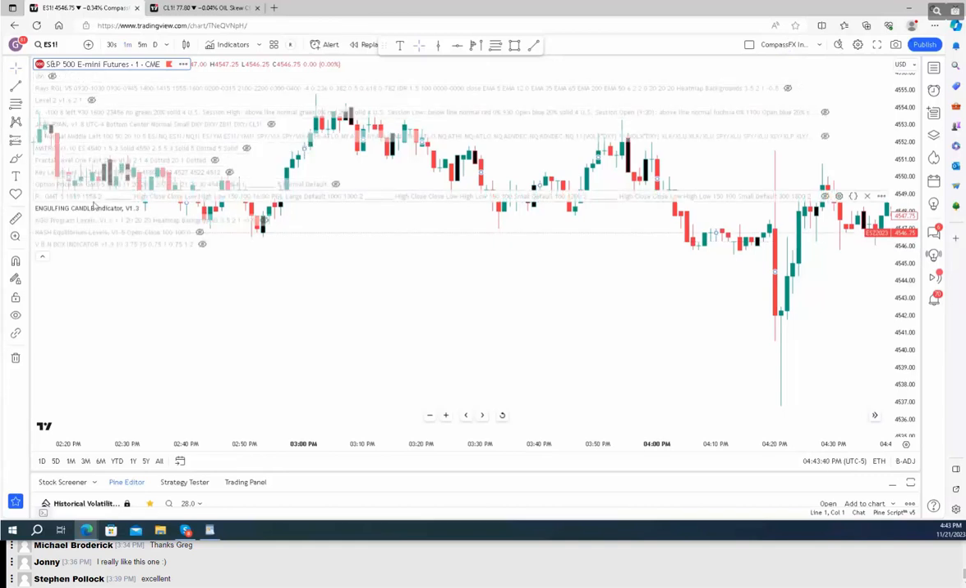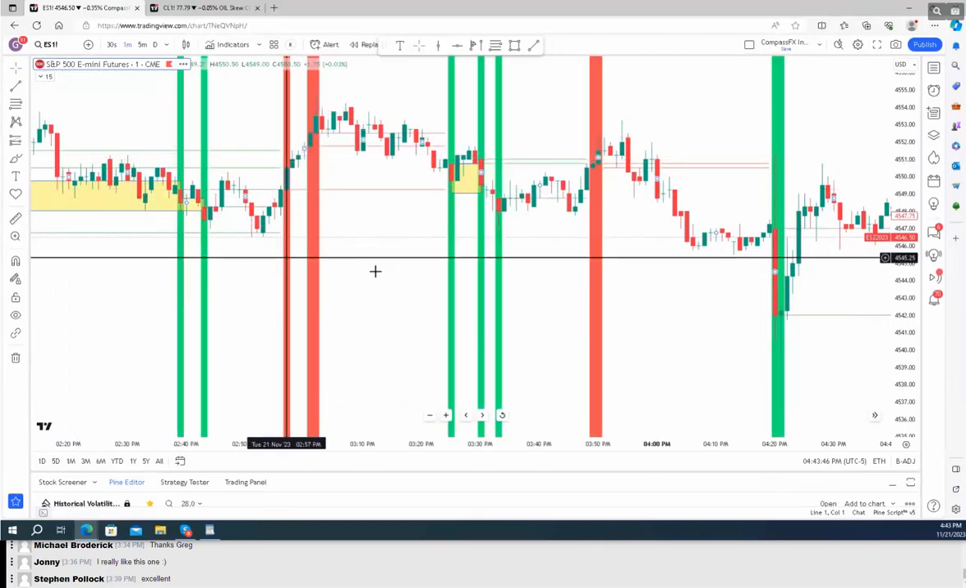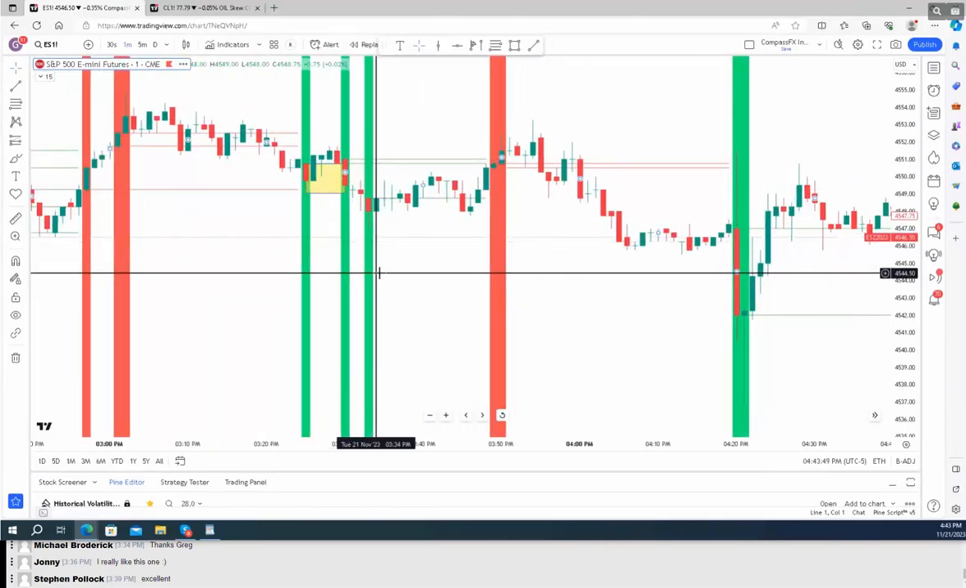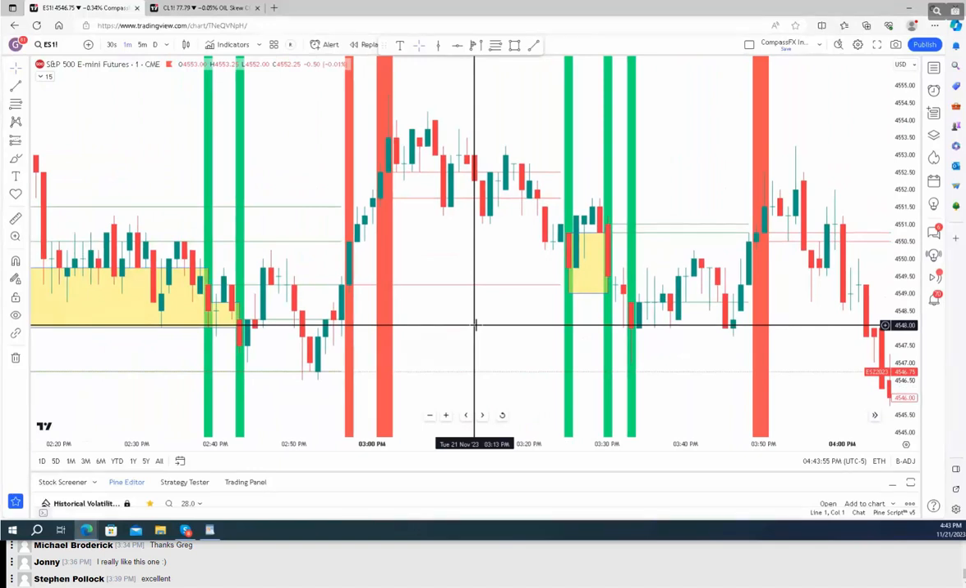So let's see what else we got. Okay, so the ag program levels. He did a scalping class, and he used it on a 15-second chart. So I have this up on a 1 minute, but it's the same concept. It'll work on the 15-second chart as well.